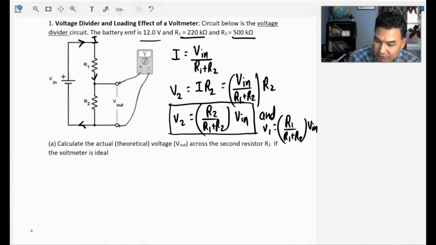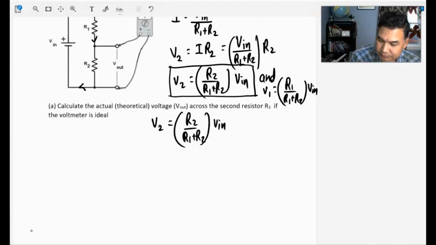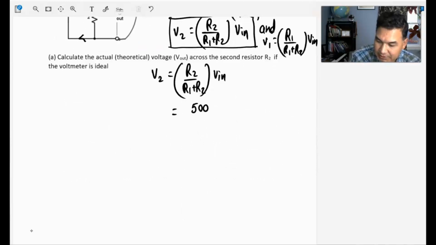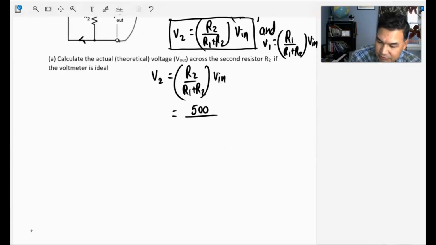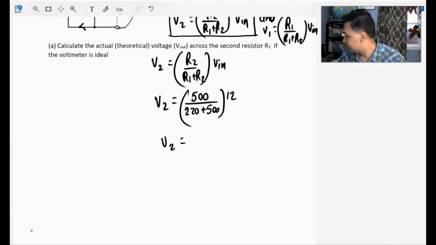The battery voltage is 12 volts, and it's asking what will be the voltmeter reading. The voltmeter is connected across the second resistor, right? So V2 is going to be R2 divided by R1 plus R2 times V in. R2 is 500 kilo ohms. Let's keep everything in kilo ohms, as long as all the resistance units are the same, they will cancel out anyway. So 500 divided by 220 kilo ohms plus 500, times the battery voltage of 12 volts. If the voltmeter is ideal, the voltmeter will read that much voltage.